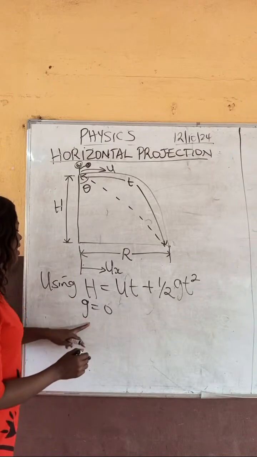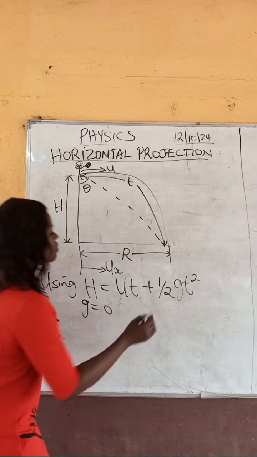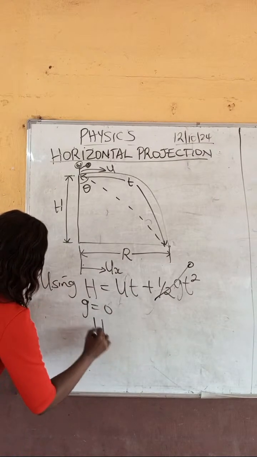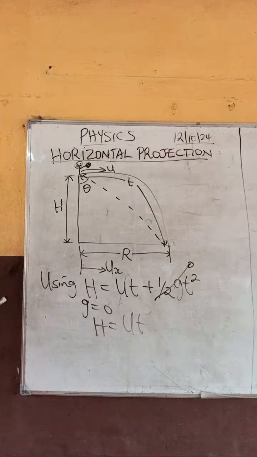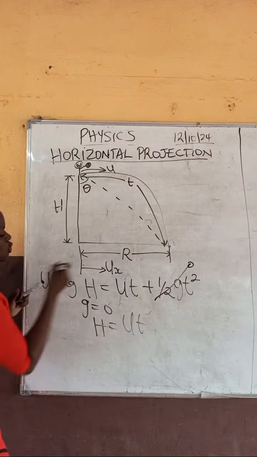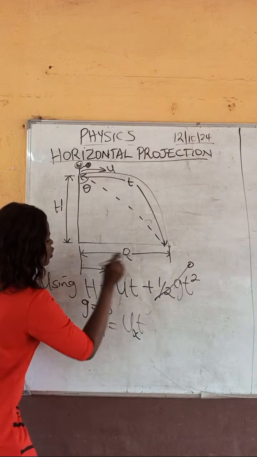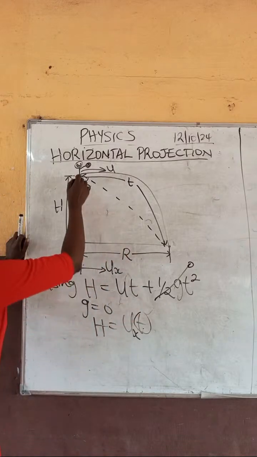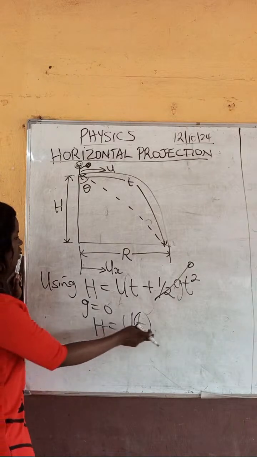Now, we consider that this g is equal to 0. If this g is equal to 0, automatically this equation goes to 0. So we are left with h is equal to ut. Now, what is this h? This h is the height. What is this u? This u is the horizontal velocity from here to here. What is this? The time, which is the time required for it to return to the ground. Now, we can use this to solve this.